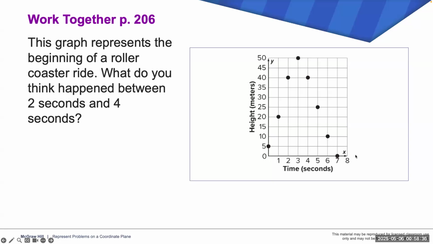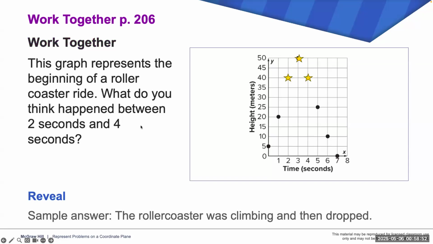So on the x-axis, we have the time that has elapsed in seconds. On the y-axis, we have the height in meters where the roller coaster is found at each one of these recorded times. So what do you think happened between 2 seconds and 4 seconds? The roller coaster was first climbing, right? From 2 to 3 seconds, it was still going up. And then from 3 seconds to 4 seconds, it started going down.